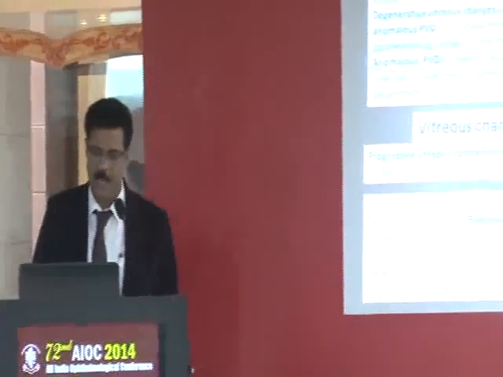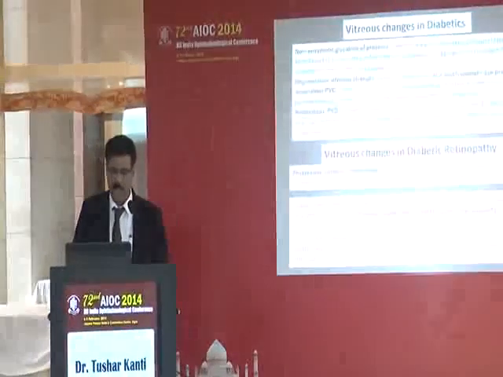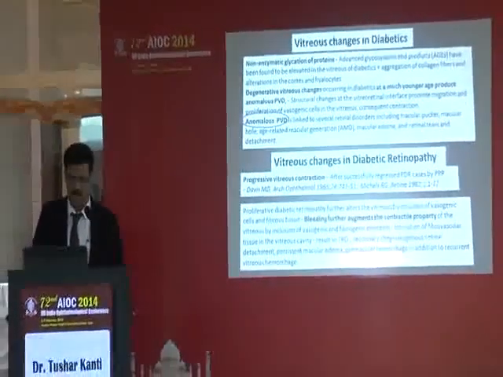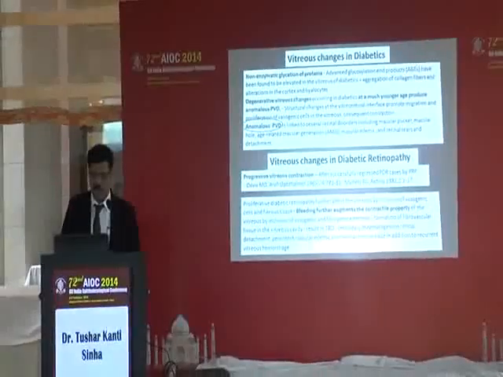Let's see what changes happen in diabetes. There is non-enzymatic glycation of the proteins and degenerative changes in the vitreous. It occurs at a very early stage, which can produce anomalous PVD, and this anomalous PVD I will come to later on. Now, what vitreous changes occur in diabetic retinopathy?